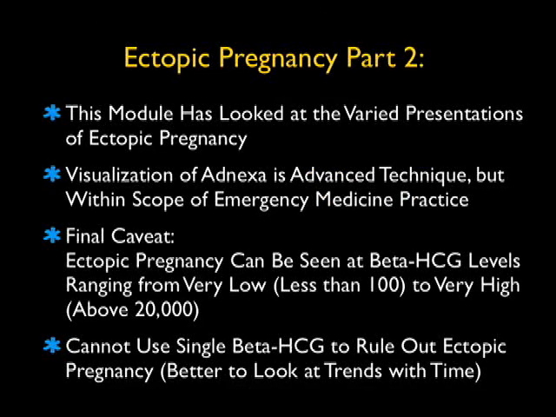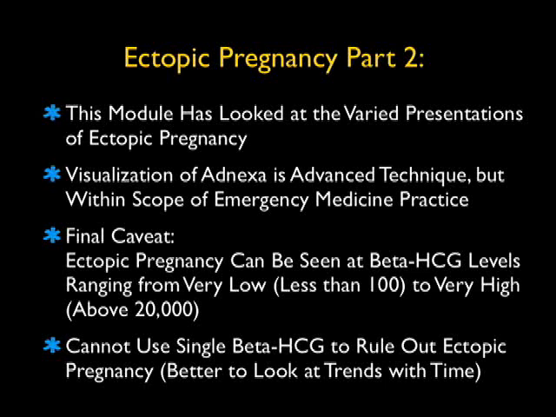So in conclusion, I'm glad I could share with you this module on ectopic pregnancy part 2, looking at the varied presentations of ectopic pregnancy. Hopefully now you better understand what we're searching for on bedside sonography when we're working up a patient with possible ectopic pregnancy. While visualization of the adnexa and fallopian tubes is an advanced technique, it is well within the scope of a busy emergency medicine practice.